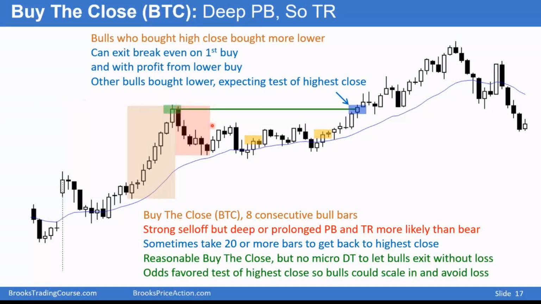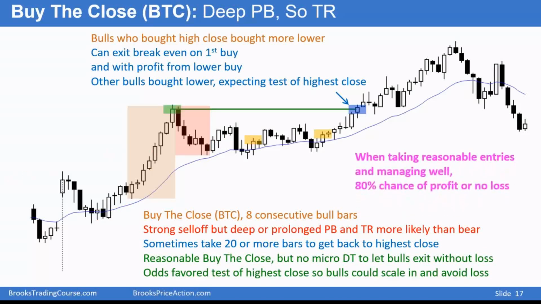Bulls buy that close, they buy more above a bull bar here or here. When it gets back here, they can get out break even on their first buy and with a profit on their lower buy. Whenever you do something reasonable, and if you manage your trade correctly, which usually means using the appropriate stop here or here and scaling in lower, you're going to make money. When you take a reasonable trade and you manage it correctly, 80% chance of either a profit or no loss.